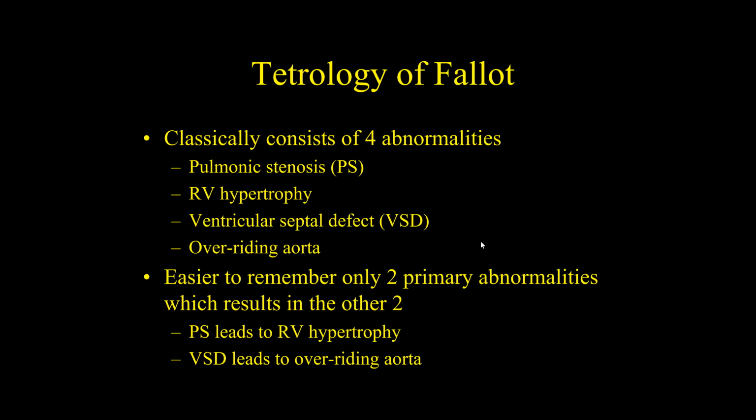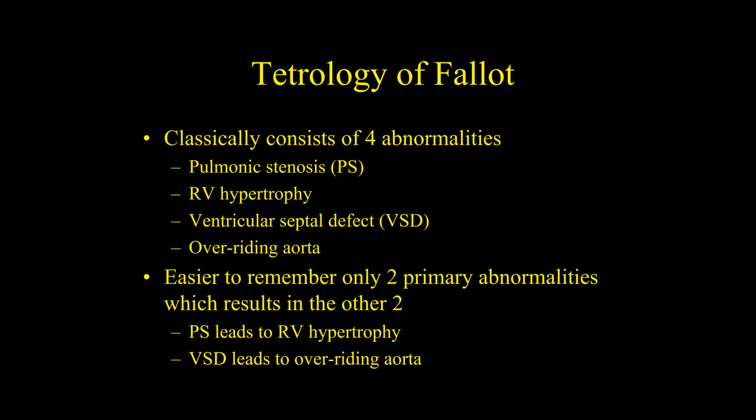Okay, tetralogy of Fallot. This one's an interesting one. Tetralogy, obviously, is a fancy word for four things. And classically, when you read about a tetralogy and you learn about it in cardiology, it consists of four separate defects in the heart or next to the heart. Okay, one of them is a pulmonic stenosis, which we're going to talk about more specifically by itself in a minute. One of them is a ventricular septal defect, which we already talked about.